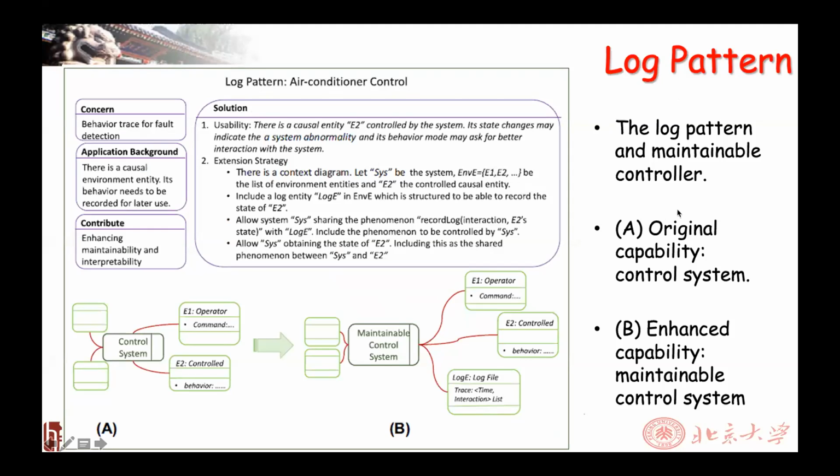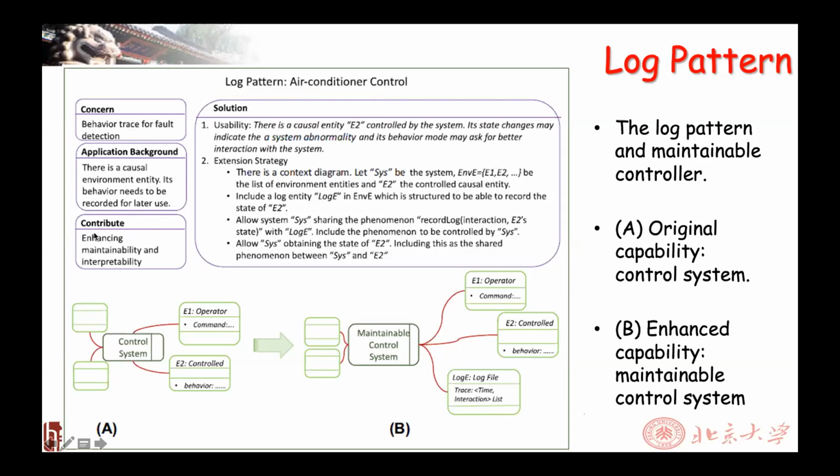In many systems, we use such a mechanism, a log mechanism, to record the behavior of the system, and then we can go back to check whether the system had a correct behavior. As for the application background, there is a causal environment entity whose behavior needs to be recorded for later use. So this is the application background.